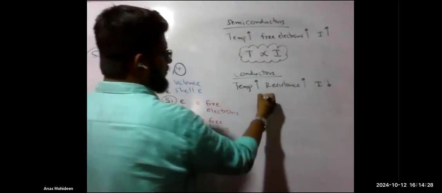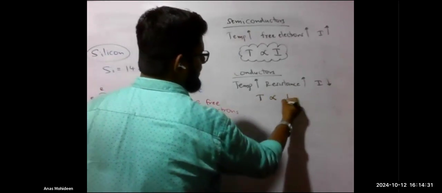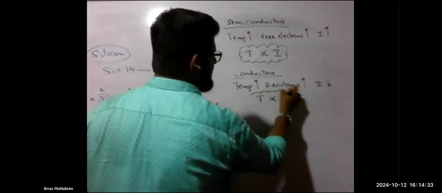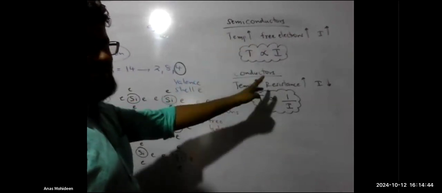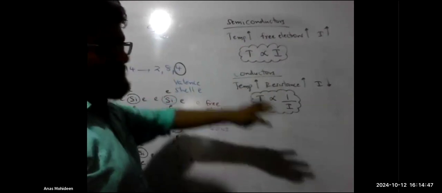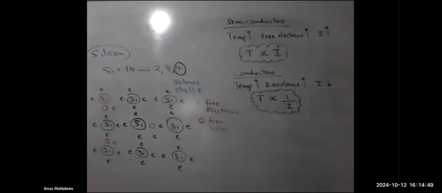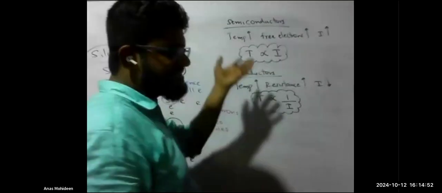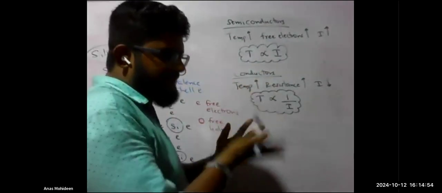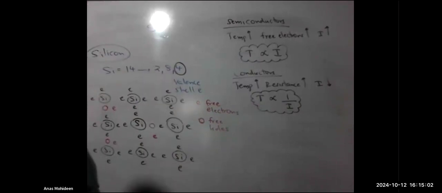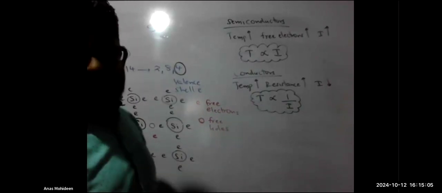So temperature is inversely proportional to the current. That means you increase the temperature, current decreases. You decrease the temperature, current increases. Free electrons are not connected here so far. This is going up with resistance. So that is the difference between semiconductors and conductors. And moreover, in conductors, when you increase the temperature, the heat is increasing, right? This heat energy is increasing the resistance, so this reduces the current. I hope you got that question.